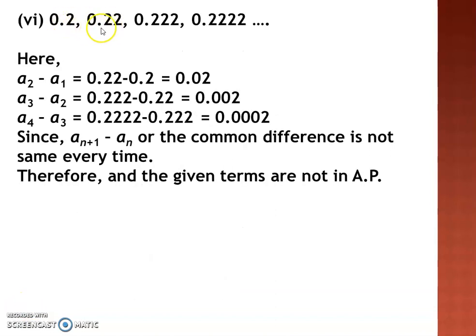Here 0.2, 0.22, 0.222 and so on. Now here A2 minus A1 is 0.02, A3 minus A2 is 0.002, then A4 minus A3 is 0.0002. So here the difference is not the same. You can clearly see it is different for all 3 cases. So these terms are not in AP and so you don't need to write the next terms also.